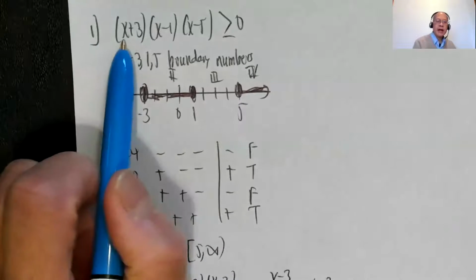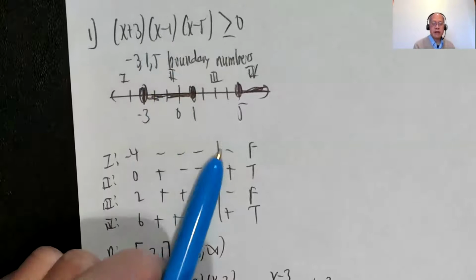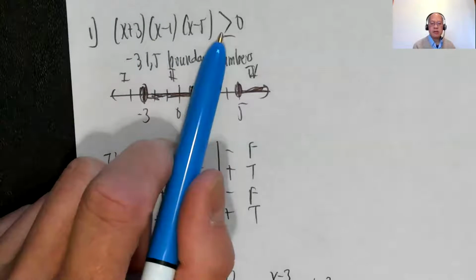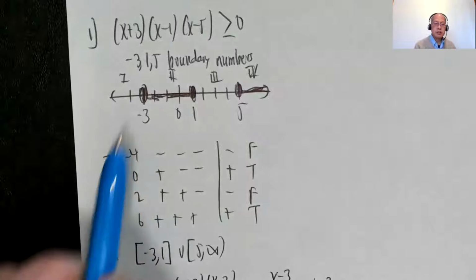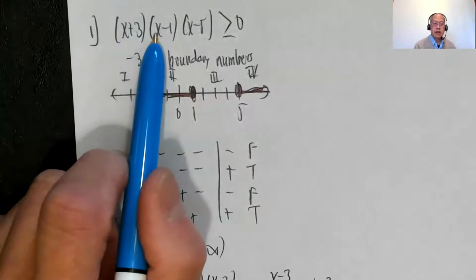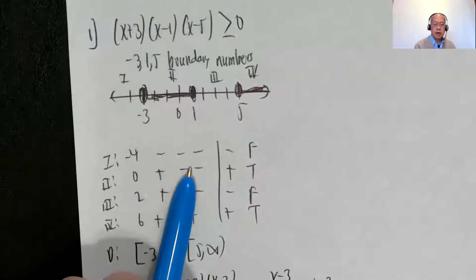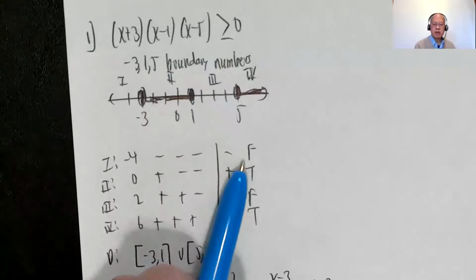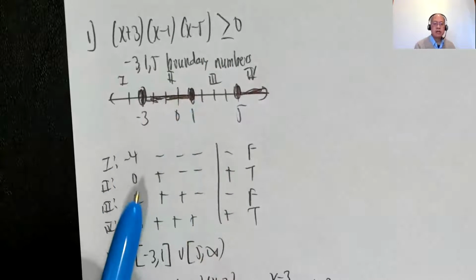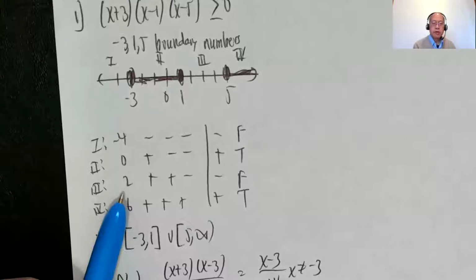So -4: negative, negative, negative. 3 negatives make a negative. Negative greater than or equal to 0, that's false. Don't shade in region 1. Region 2, plug in 0. Positive, negative, negative. 1 positive, 2 negatives makes a positive. Positive greater than or equal to 0, that's true. Shade in region 2.